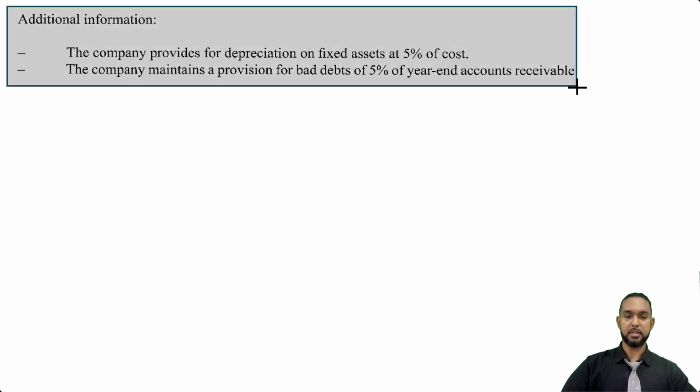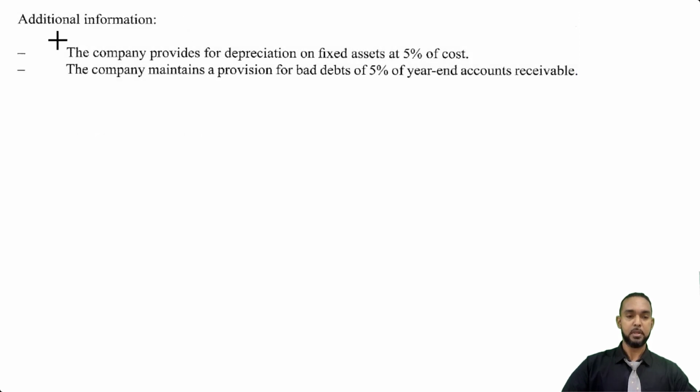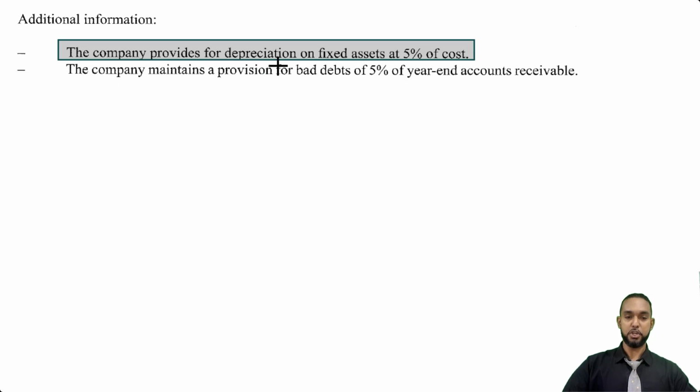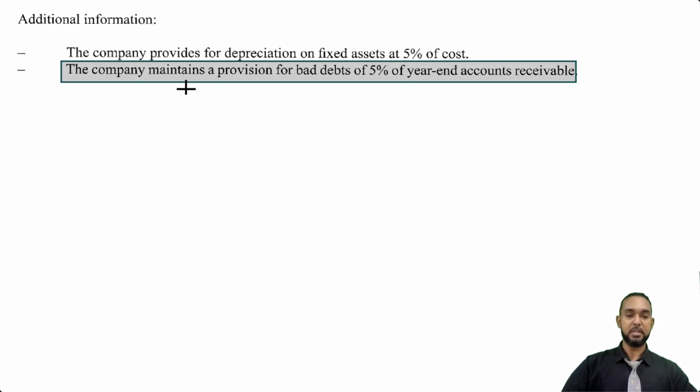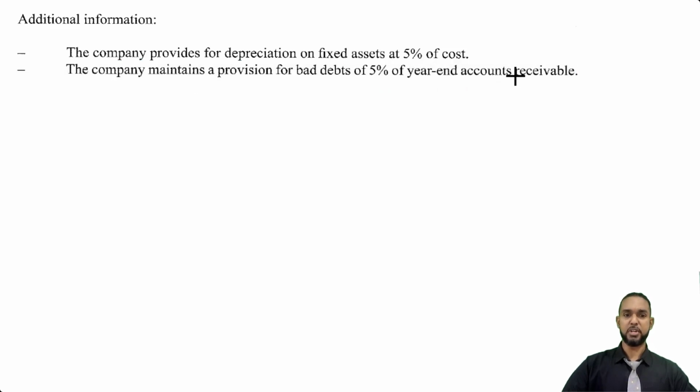So we have just two items of additional information. The first item says that the company provides for depreciation on fixed assets, non-current assets, at 5% of cost. So that's a straight line method. And then it also says that the company maintains a provision for bad debts of 5% of year-end accounts receivable. Okay, so we're going to have to double check that.